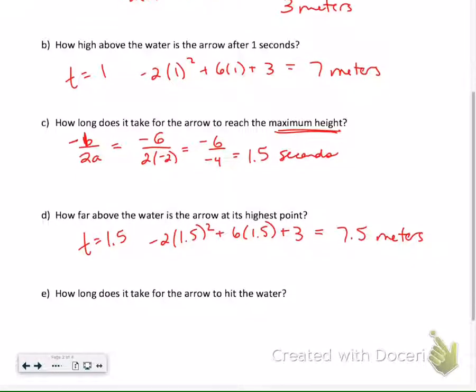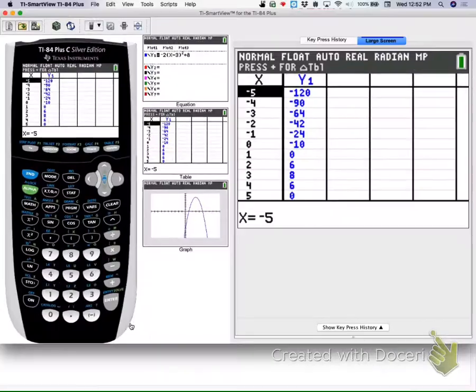Okay. How long does it take for the arrow to hit the water? If the arrow hits the water, the height above the water would be 0, so I'm going to set this equal to 0. Again, we've got 3 options for how we can solve this. This does not factor. I could use the quadratic formula, I could use the calculator app, the PolySimul 2, or I could graph it and find where it hits. Let's use the app, and maybe let's look at the graph too.